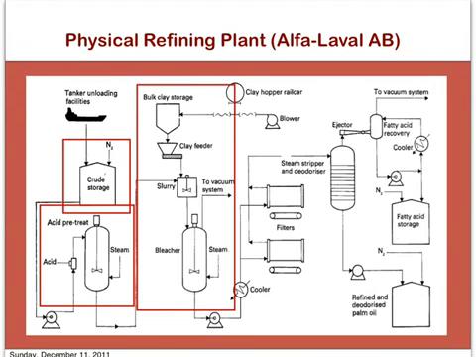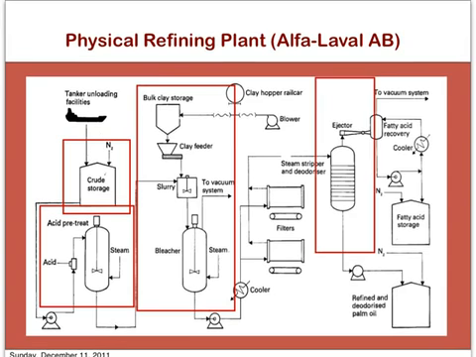The next step is the bleaching process as shown here. So the oil is mixed with the steam, and bleaching earth or the bleaching clay is added to absorb the coloring compounds, the aldehyde ketones, and the trace metals in the oil. And at this point, after the bleaching process, the color of the crude oil will be reduced significantly.